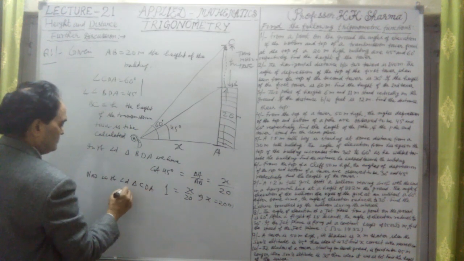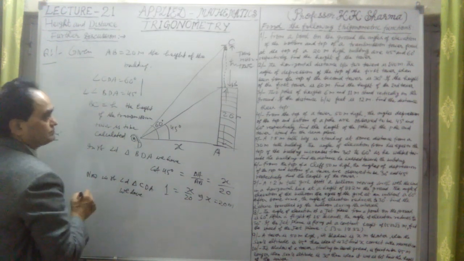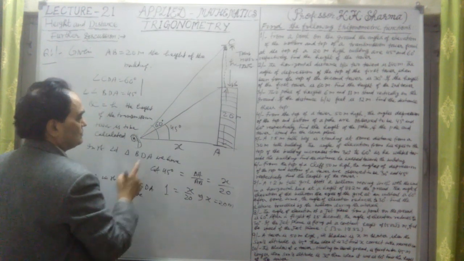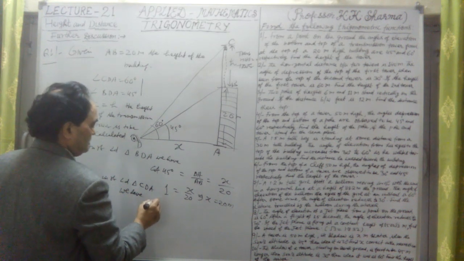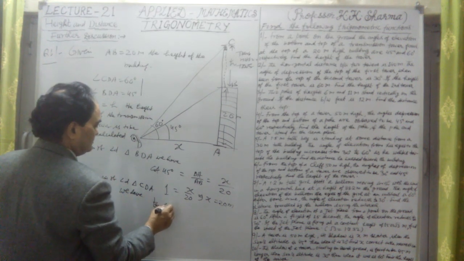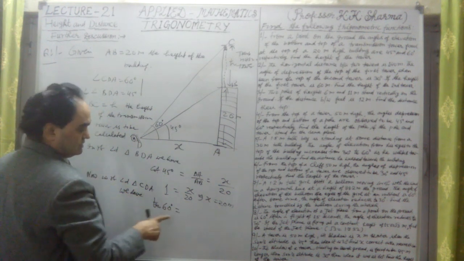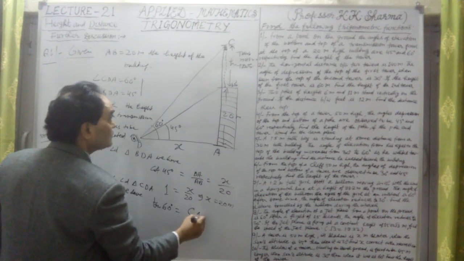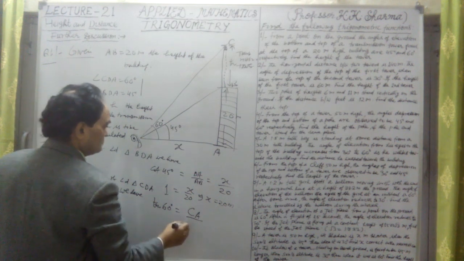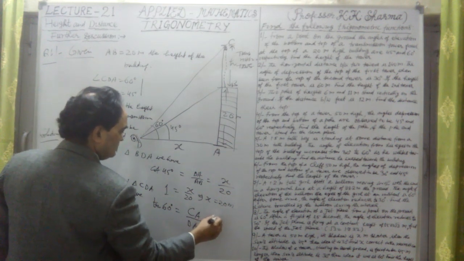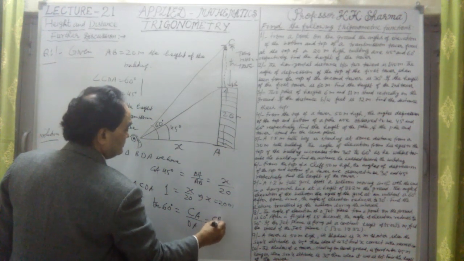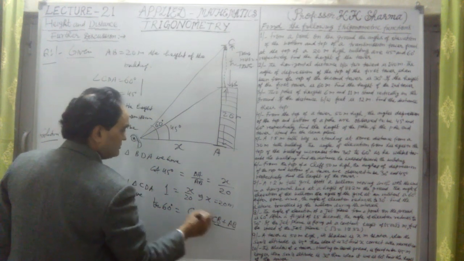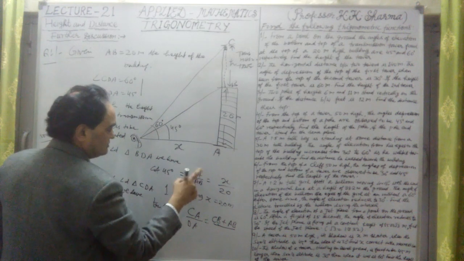CDA, we have tan 60 degree. Let me take tan 60 degree. This is tan of this angle, equal to CA upon DA. Now CA is CB or BC plus AB.